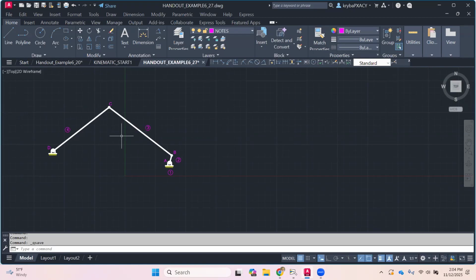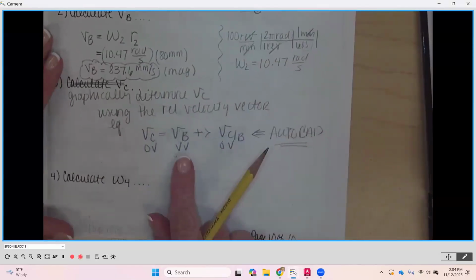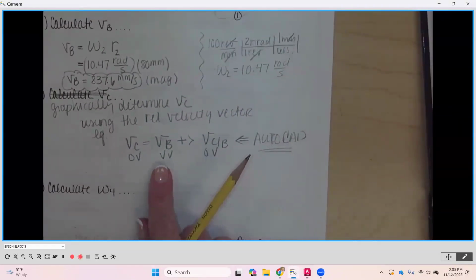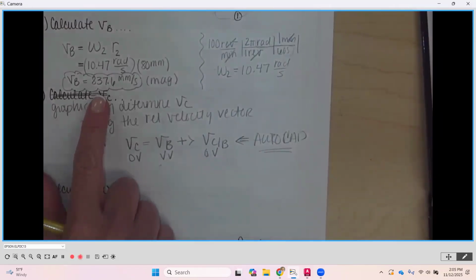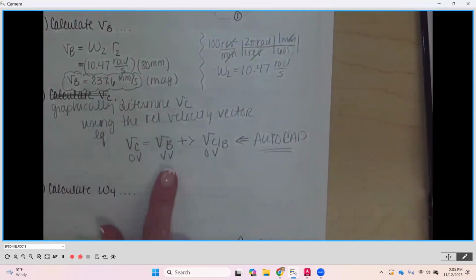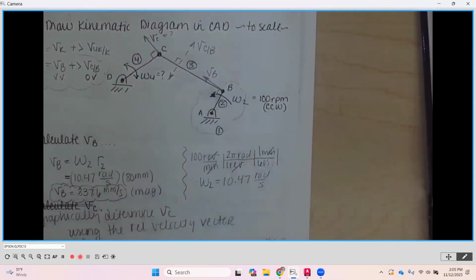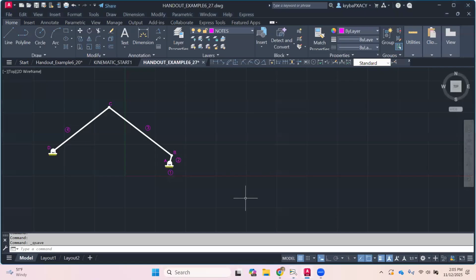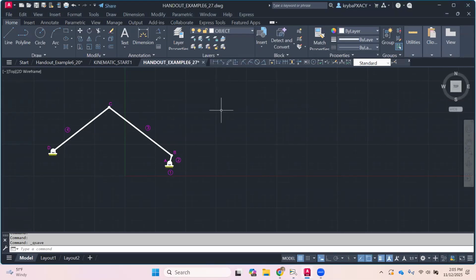So we need to start where we know the most information. We know the most information about the velocity of B. We know its magnitude is 837.6 millimeters per second, and we know its direction is going to be perpendicular to link number 2. So I'm going to go to our diagram.